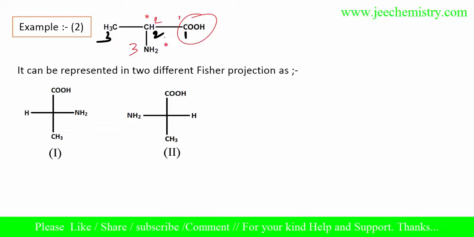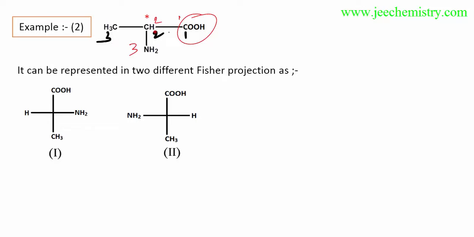But we know the Fischer projection formula. This is a straight chain. We have to select the carbon chain. This is the carbon chain, so that's why it is vertical, and this is horizontal. So this is vertical. This COH will be in the first position, and CH3 will be in the third position.